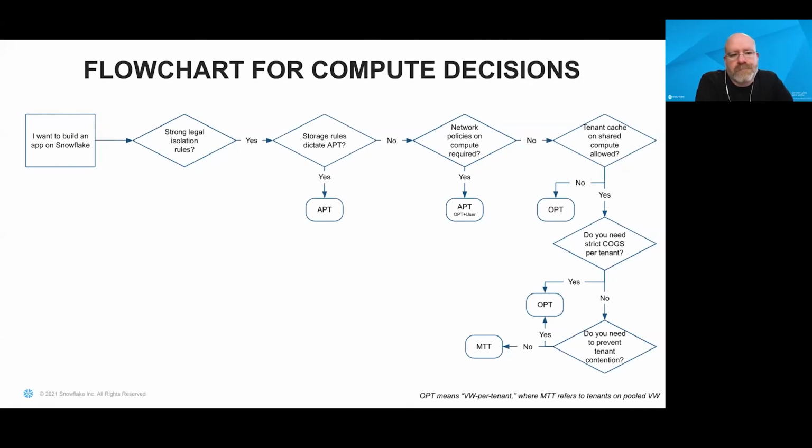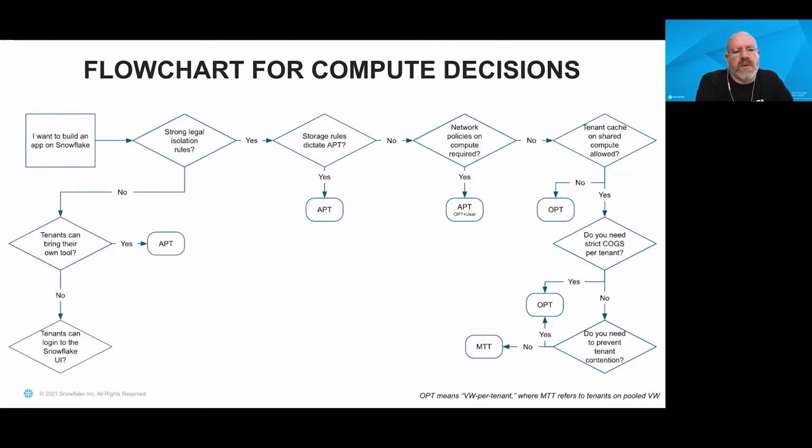And then, of course, you also want to think about the situations where tenants are bringing their own tools, because that still applies as well. The account per tenant models are going to have to be used in those scenarios. Compute has to follow the same way as what we talked about above with storage rules. And then lastly, if none of those things are a factor, you can evaluate all these other parts of the flow chart accordingly.